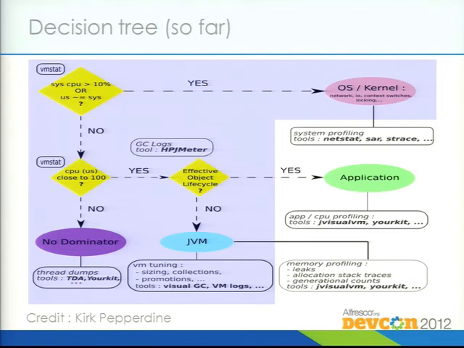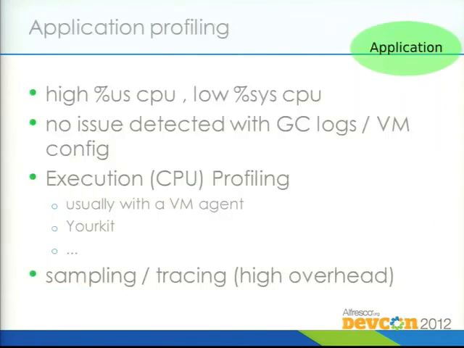The last bit we have to talk about is basically the case where you have high CPU usage and no detected problem in the JVM or the GC logs. That's probably because you have maybe an algorithm issue in the application or something. So you have high user CPU, low system CPU, no issue detected with the GC log or VM config.